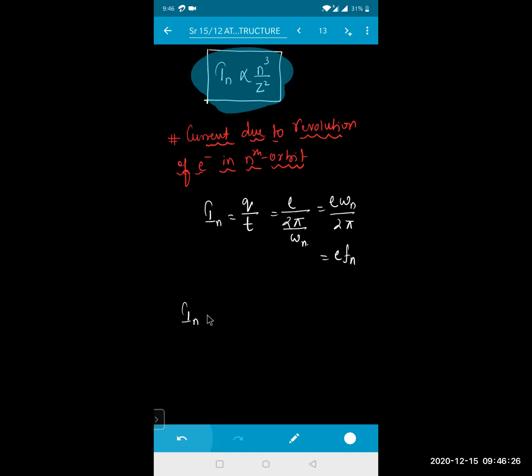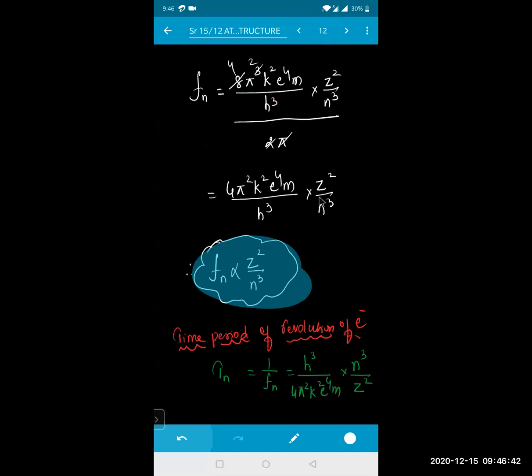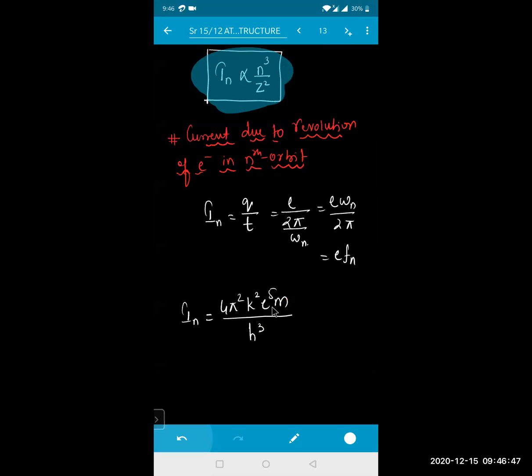So In is equal to 4 pi square k square, this will become e to the power of 5 into m divided by h cube. Because we are multiplying with E, see how much the frequency already has: the charge in this frequency is already e to the power of 4, and multiplying it with the electron charge makes e to the power of 5, into m, into this one will become z square divided by n cube. So current in your nth orbit is directly proportional to z square divided by n cube. Again, this is also an important relation.